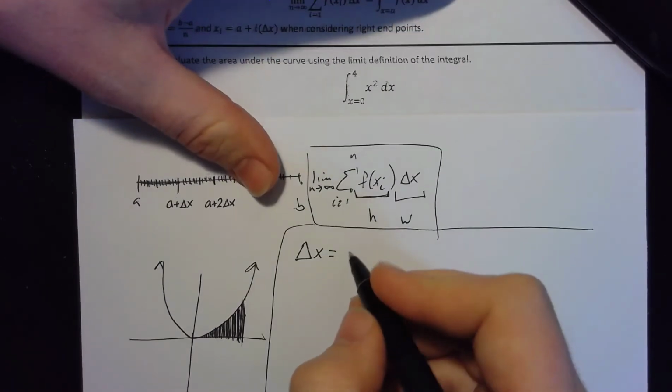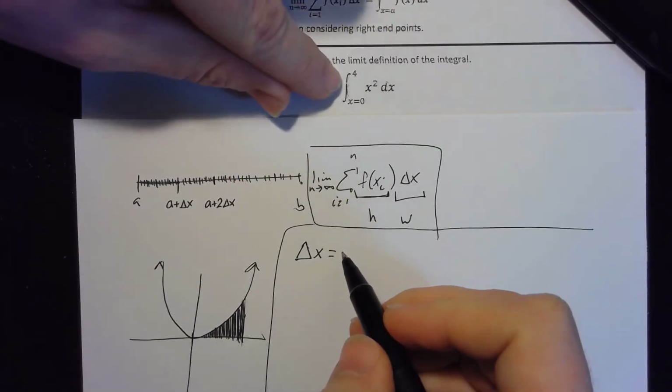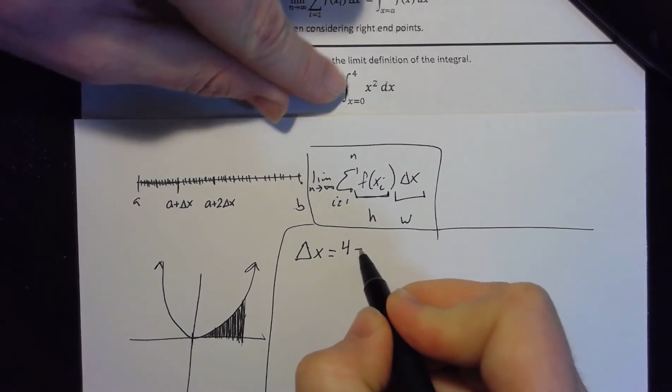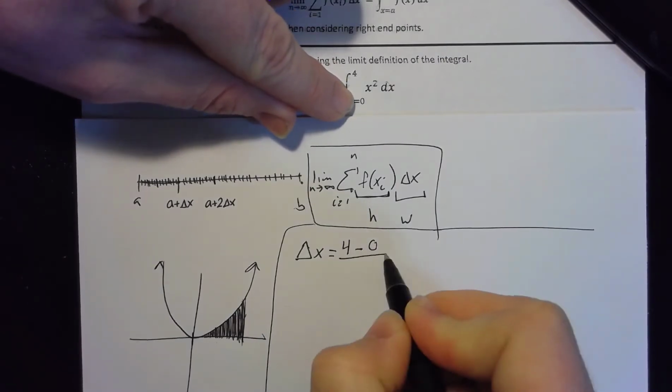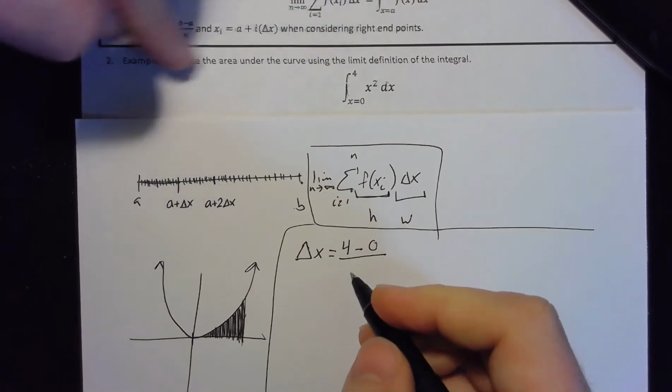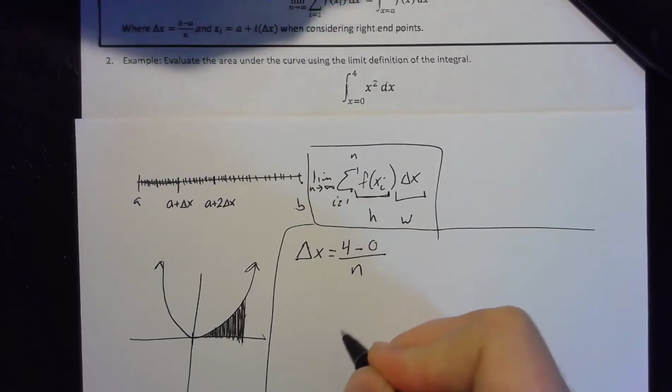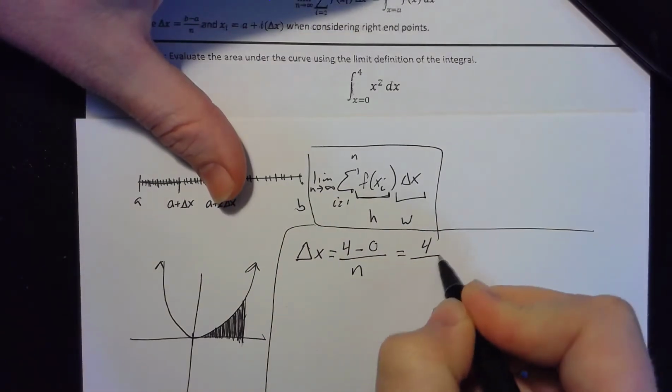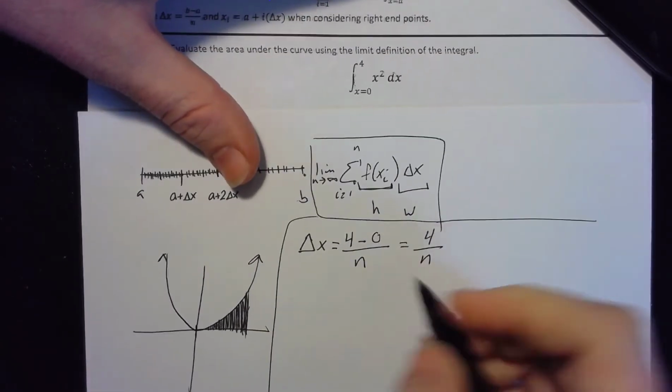So delta x is b minus a divided by n, where b is 4, a is 0, and it's divided by n, which again, we didn't specify any number of rectangles, so n is going to remain as n throughout this entire problem. So I'm going to have 4 divided by n as my delta x.